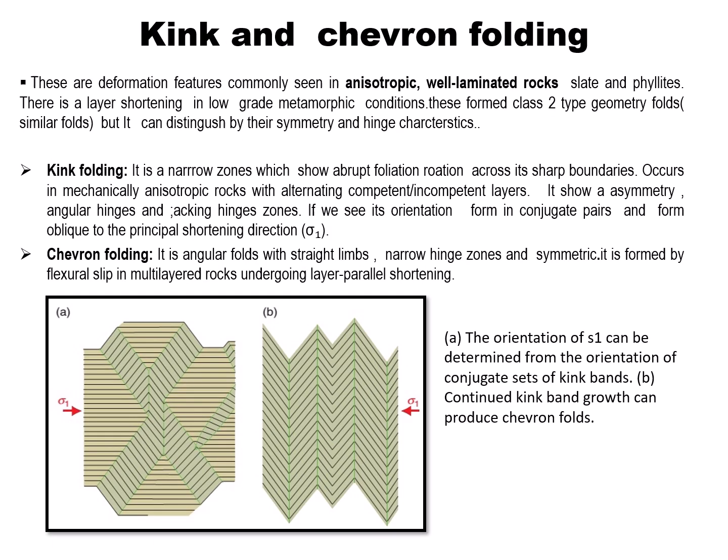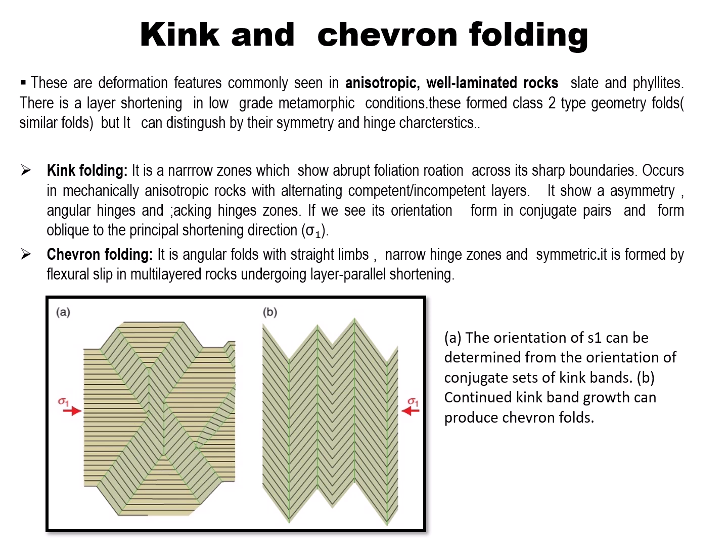At last we have kink bands and chevron folds, which typically form in anisotropic laminated rocks like slates or phyllites. There is layer-parallel shortening in low-grade metamorphic conditions. These form class 2 type geometry folds, similar folds, but they can be distinguished by their symmetry and hinges. Kink bands are narrow zones with sharp foliation rotation, often asymmetrical, occurring under low-grade metamorphism and may form conjugate sets oblique to the shortening direction.